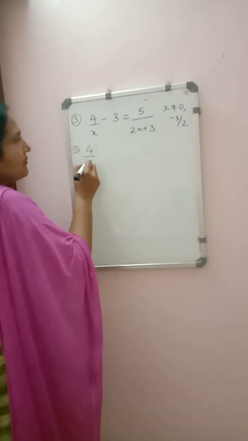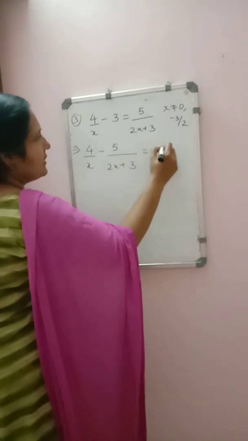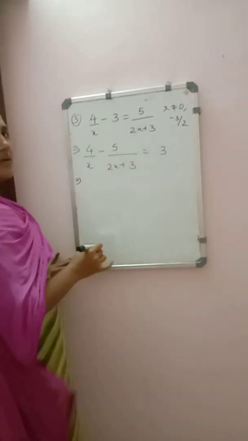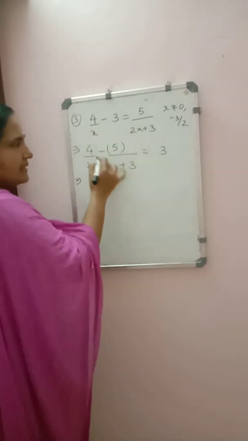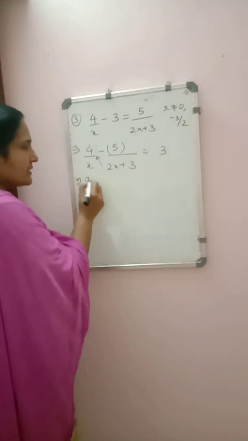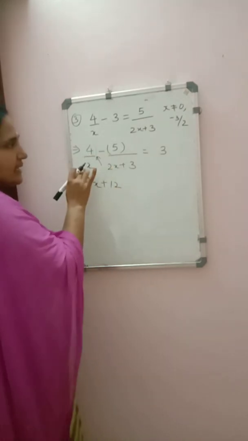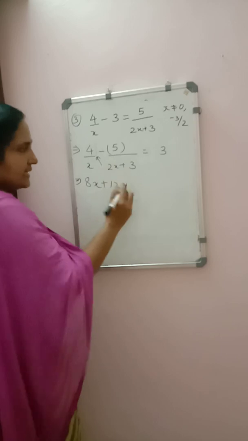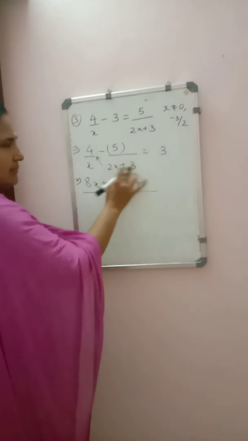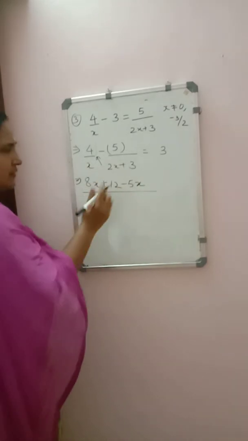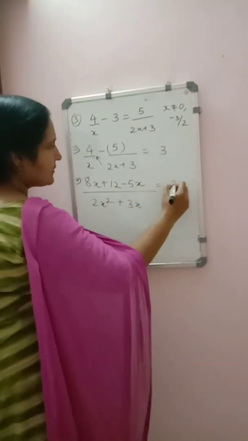So it will be equal to 4 by x minus 5 by 2x plus 3 is equal to 3. Now again method is cross multiplication. Now we are going to do it directly there. 4 will be multiplied by both the terms. 4 into 2x, 8x. 4 into 3, 12. X into minus sign is there. So x into 5 is 5x and since negative sign it will be equal to minus 5x by, here also I am doing the multiplication directly. X into 2x, 2x square, x into 3, 3x is equal to 3.